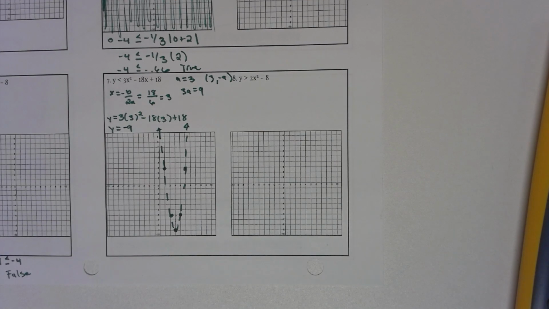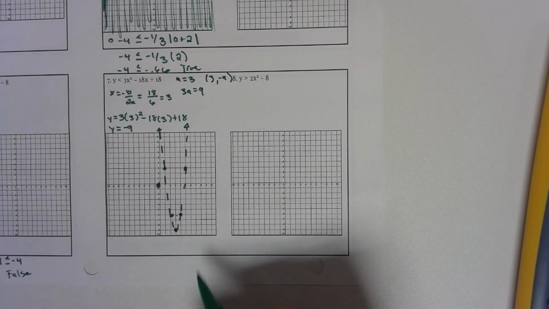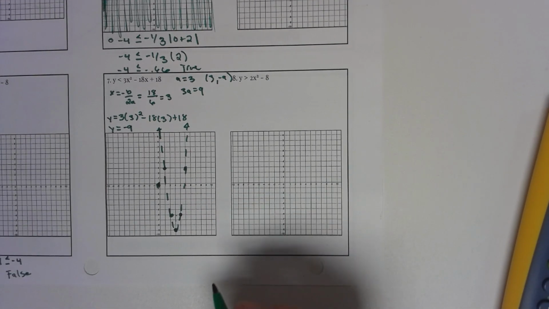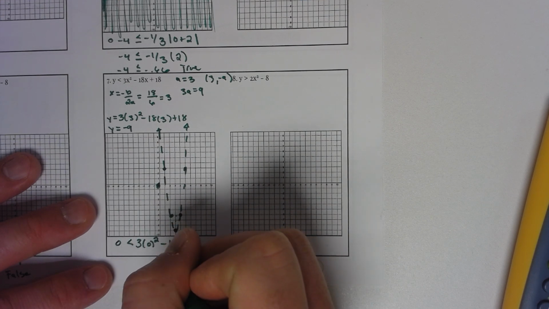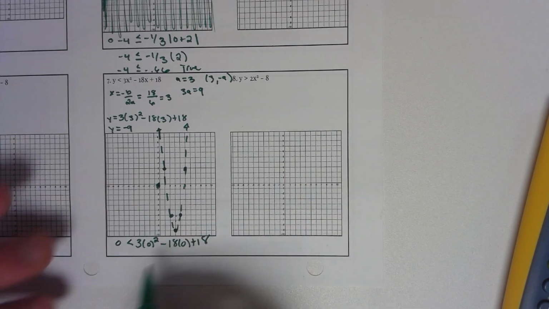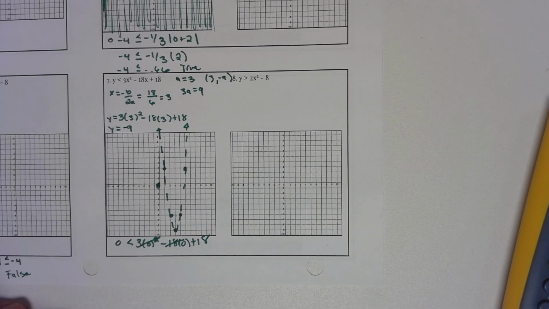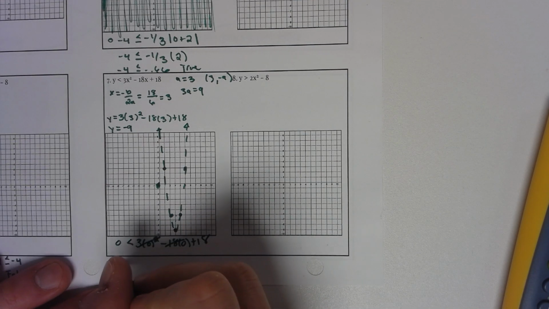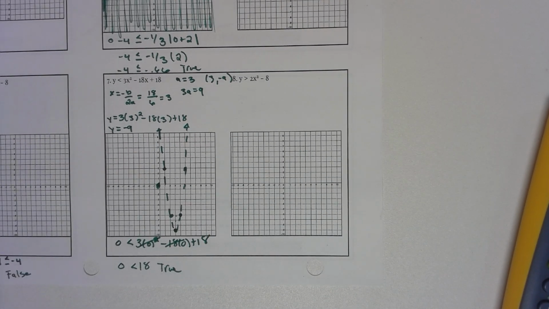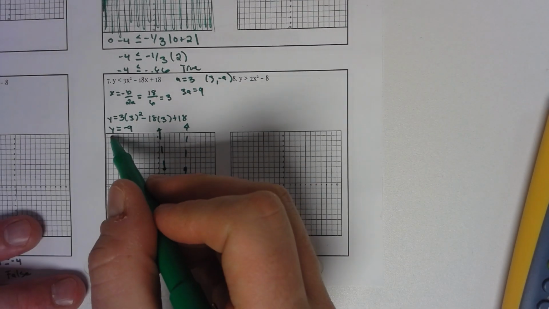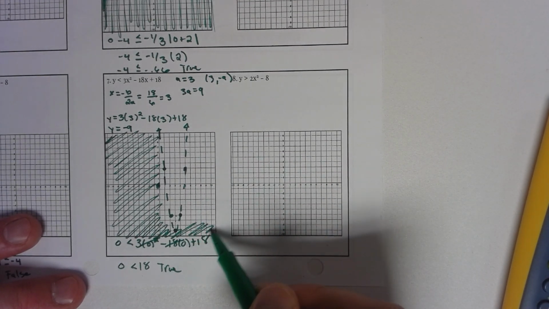And now we need to figure out where to shade. Okay, so this time 0, 0 is on the outside of this graph. Let's see what happens when we plug in 0, 0. So 0 is less than 3 times 0 squared minus 18 times 0 plus 18. This works out really nice, right? All these zeros kind of go away. And so we really just have 0 being less than 18, which is true. So since this is true, we want to shade the outside of this quadratic graph. And that includes this right side as well.